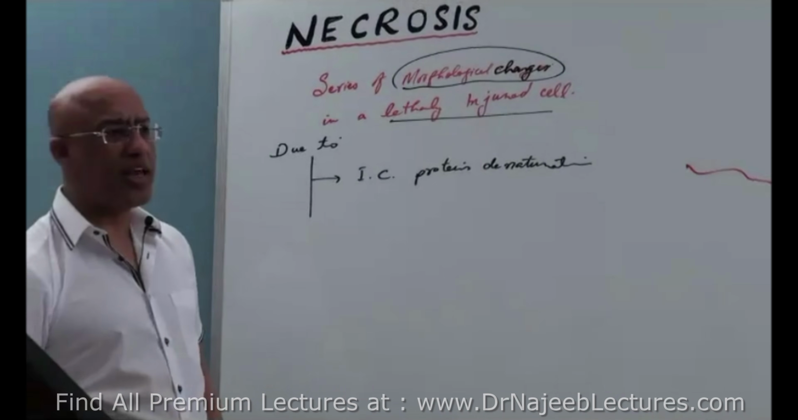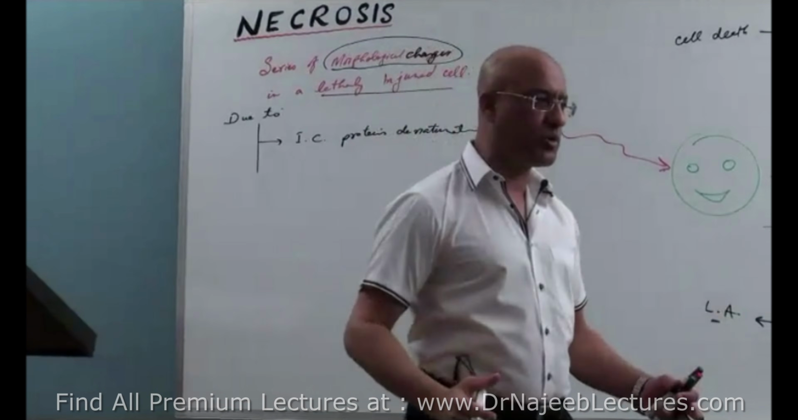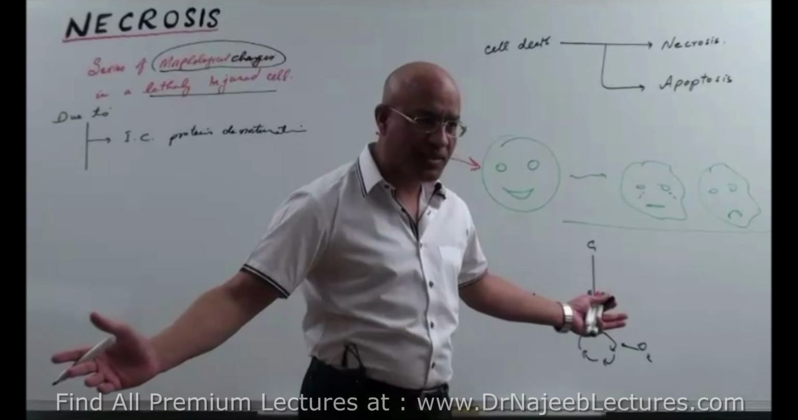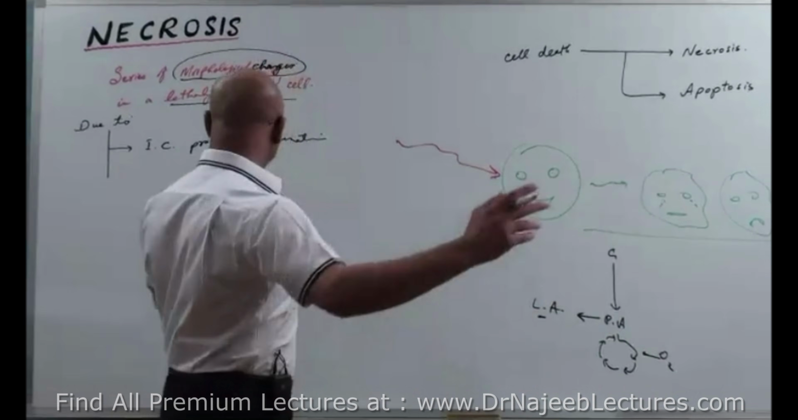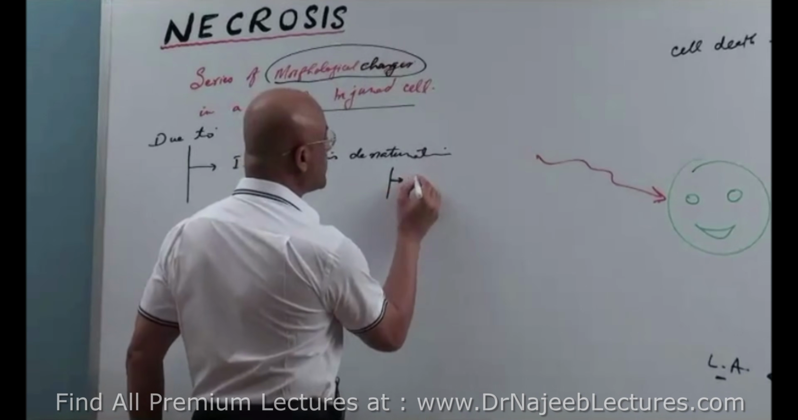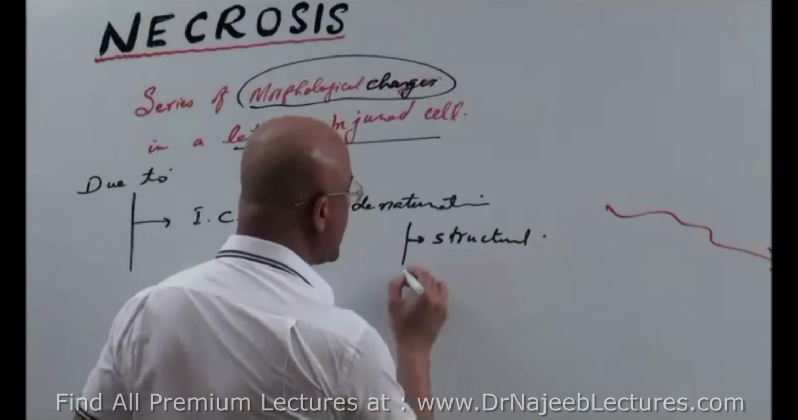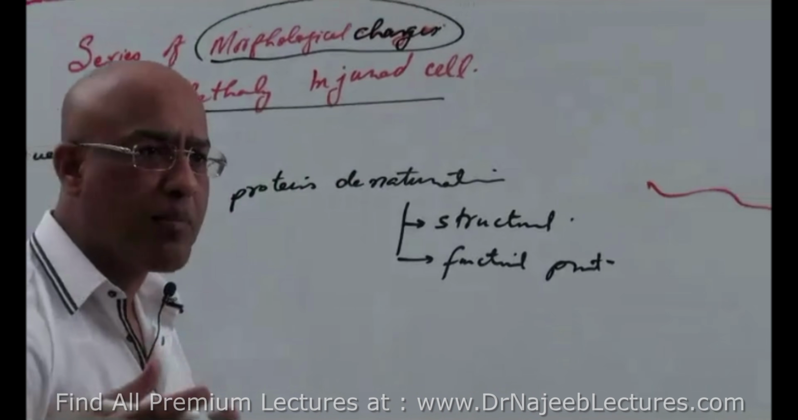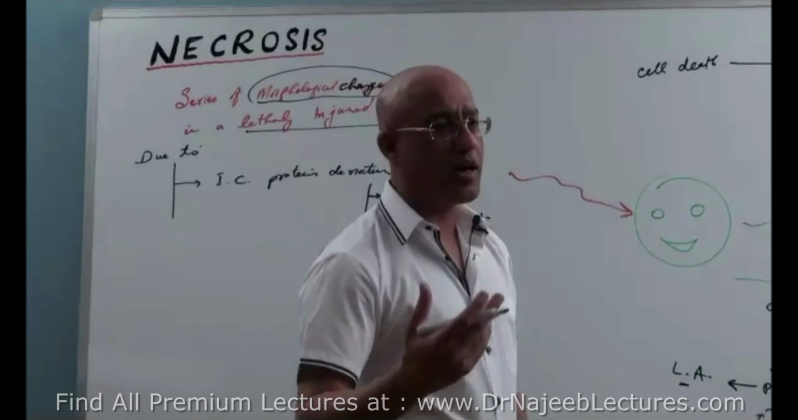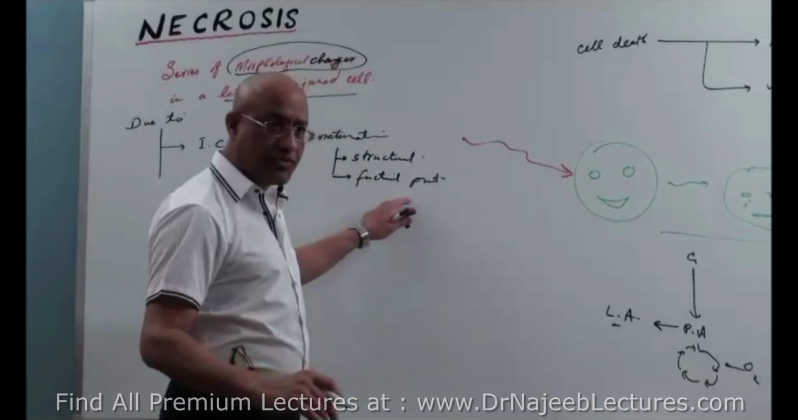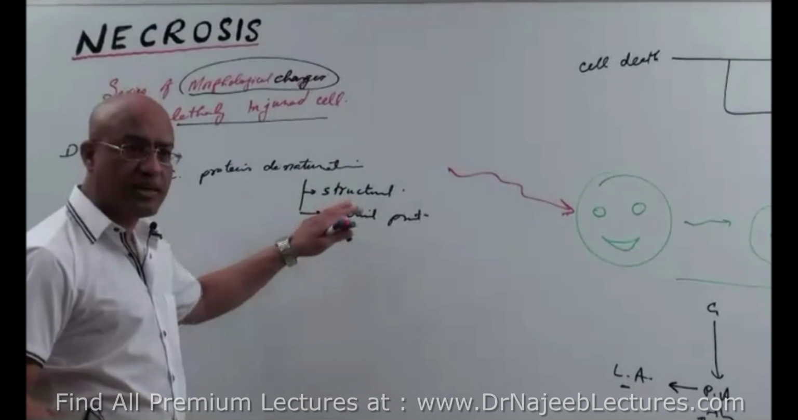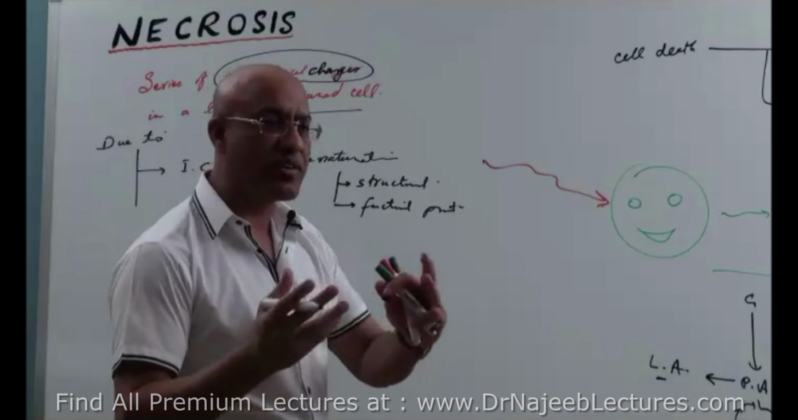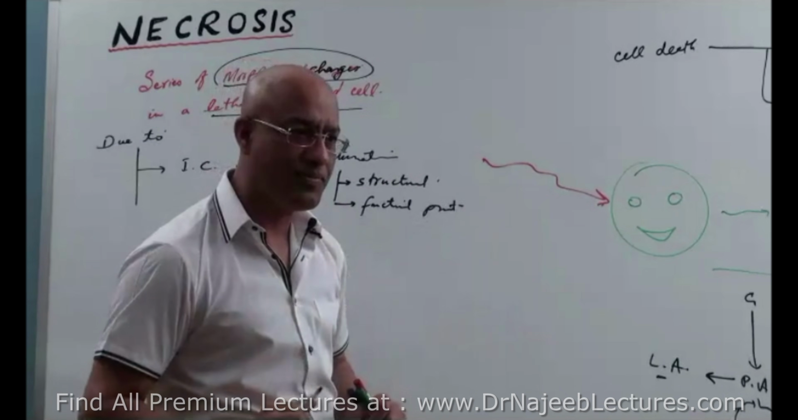As you know, the cell has mainly two types of proteins. There are structural proteins; when they are denatured, the structure of the cell will be disrupted. And there are functional proteins. Functional proteins are enzymes, pumps in the cell, and regulatory proteins. They are also denatured, and if these intracellular proteins are denatured, naturally the structure and function of the cell is disrupted. Is that right? And this will translate into morphological changes in the cell.